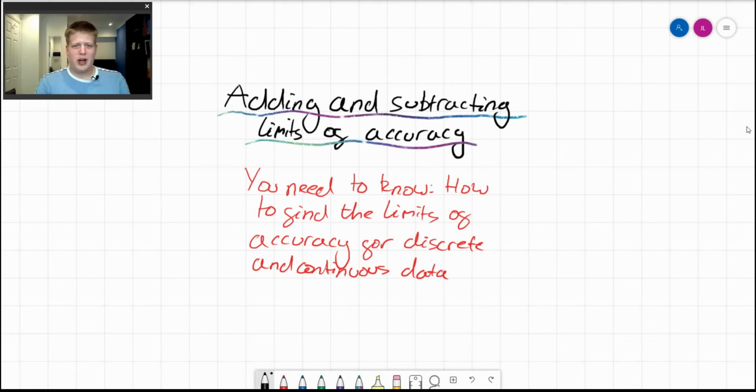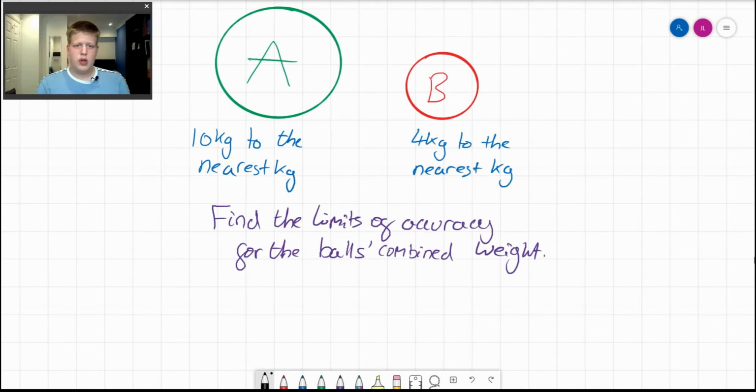Today we will be talking about adding and subtracting limits of accuracy. Now before you start this video, please make sure you know how to find the limits of accuracy for both discrete and continuous data. I've done a video on that if you want to have a check. Once you've learned how to find the limits of accuracy, there's a little extra that you can do in order to find out some more information about things.